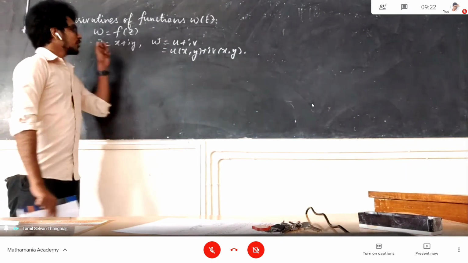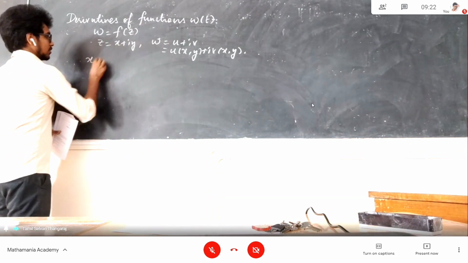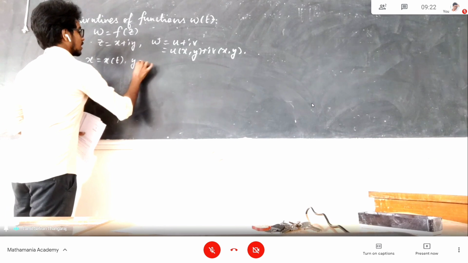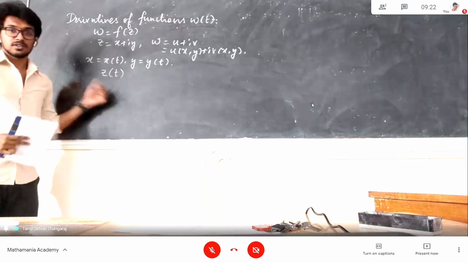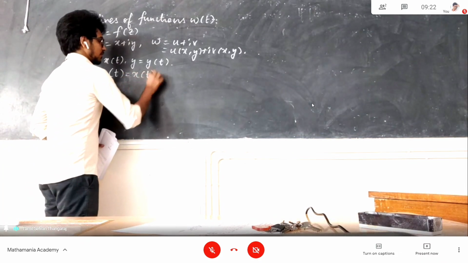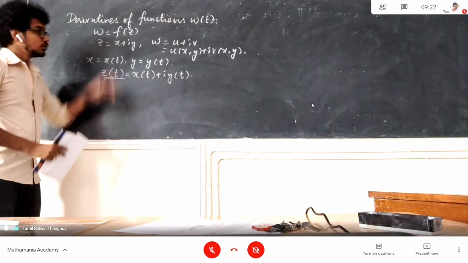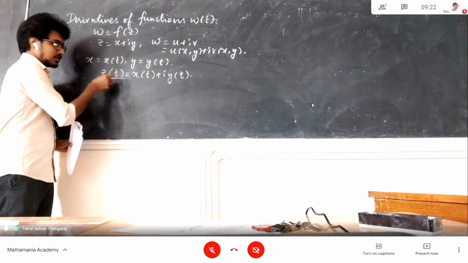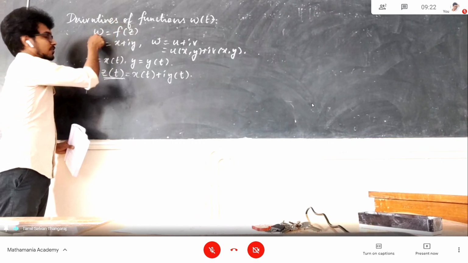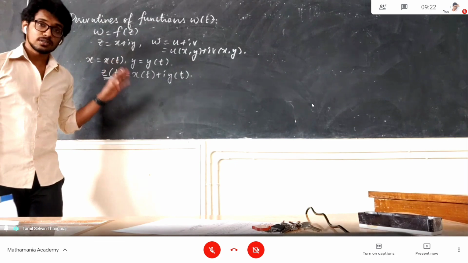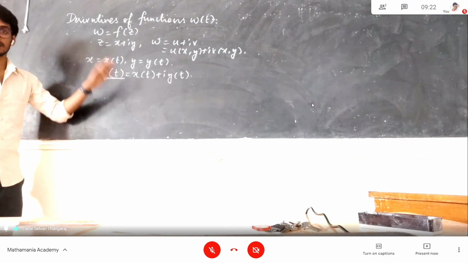But what if both x and y are functions of t? That is, x is a function of t and y is also a function of t. So in that case, z may be treated as a function of t. This is x of t plus iota times y of t. When you apply this, z is a function of t now, and this entire thing may be treated as a function of t. Here you can notice that t is the only independent variable and the rest of the things are dependent variables.